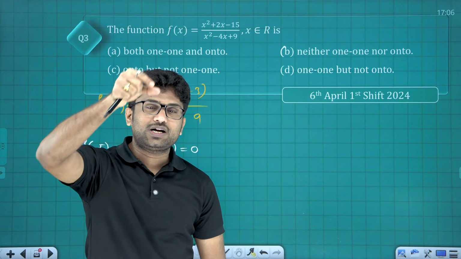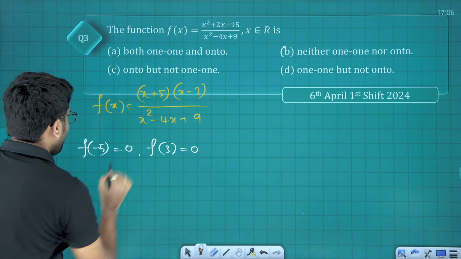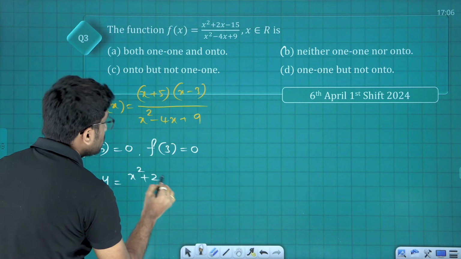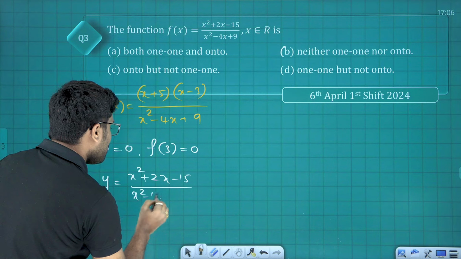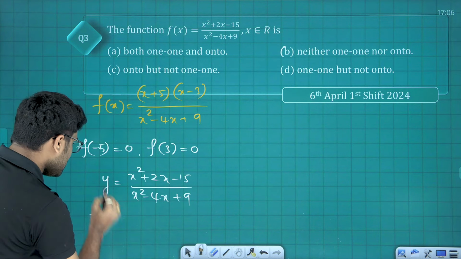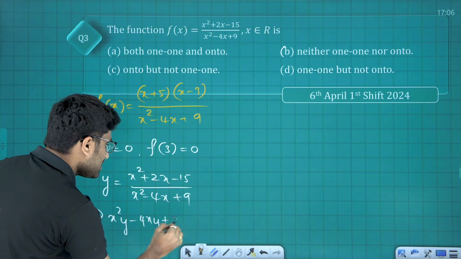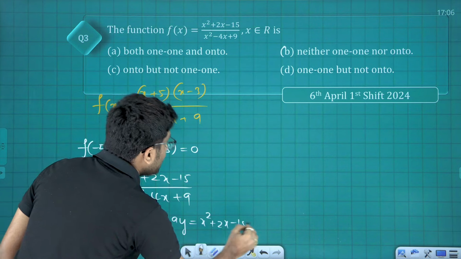y is equal to quadratic by quadratic. How do you find the range of the function? Just take f of x as y, friends. Now y is equal to (x square plus 2x minus 15) divided by (x square minus 4x plus 9). So x square y minus 4xy plus 9y is equal to x square plus 2x minus 15.